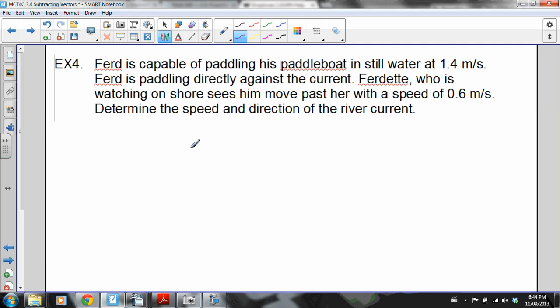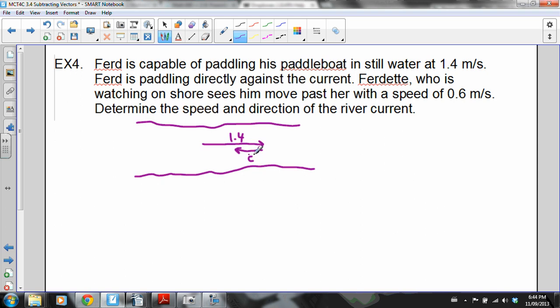Ferd is capable of paddling his paddle boat in still water at 1.4 meters per second. Ferd is paddling directly against the current. So the idea is this is Ferd paddling away 1.4 meters, and we're pretending this is the river here, and he's paddling up the river, and the current is dragging him back directly against the current. We don't know how much the current is. Ferdette, who's sitting over here watching, sees Ferd go by at 0.6.